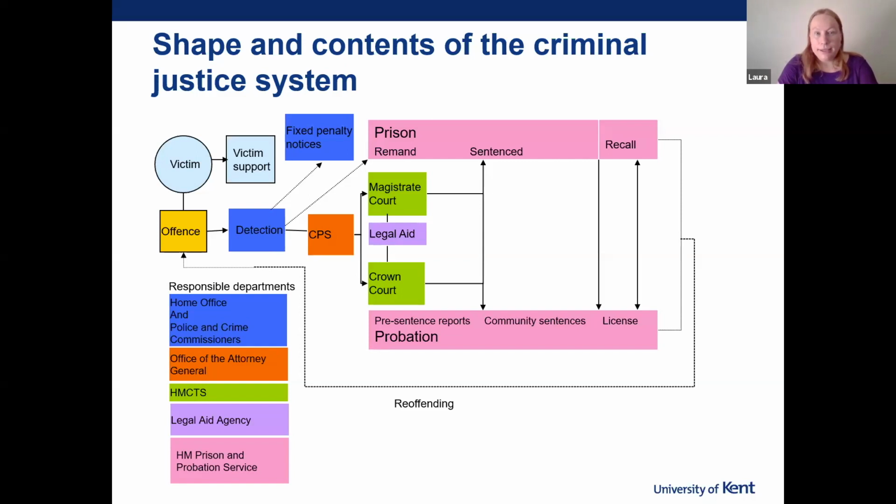And next we'll have the detection stage, where the police, we tend to think of the police in the criminal context, although there are a number of agencies that have the power to investigate and indeed prosecute. But here the police will be identifying whether offences have been committed, and if so, gathering the pieces of evidence in order to be able to prove that a case has been committed. The CPS, that's the Crown Prosecution Service.